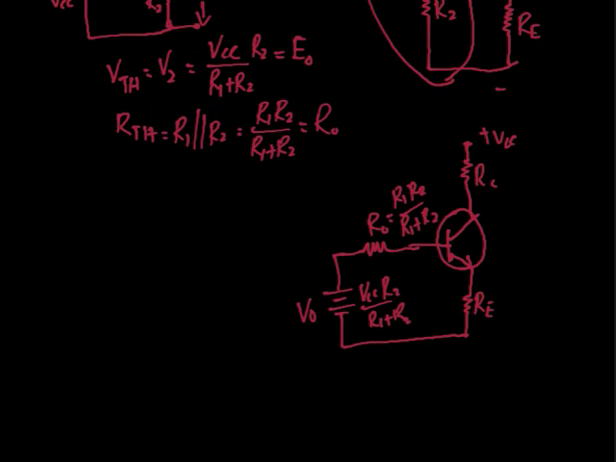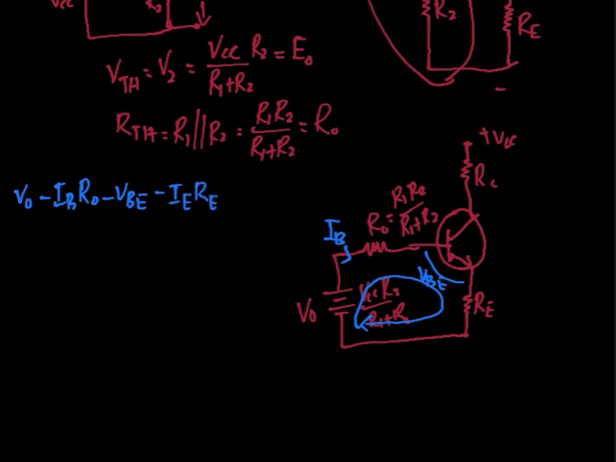So now if we apply Kirchhoff's voltage law to this input circuit, we have a base emitter voltage VBE, so the circuit equation will be V0 minus the current flowing through this R0, which is IB, because the current flowing towards the base is IB, so it is V0 minus IB into R0 minus VBE minus IE RE, because the current flowing through here is IC and here it is IE, is equal to 0.